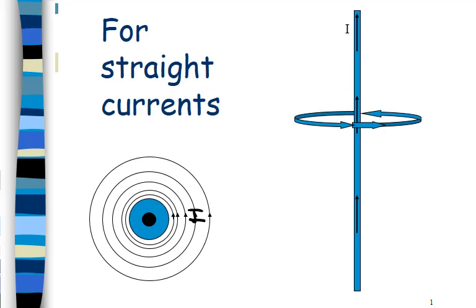Okay, so it should look like this, right? Your fingers are wrapped around it going counterclockwise, and that's the direction of the field. Now, if you notice, closer to the wire the field is stronger. The further you get away from the wire, the field gets weaker. So why don't you try this one now?